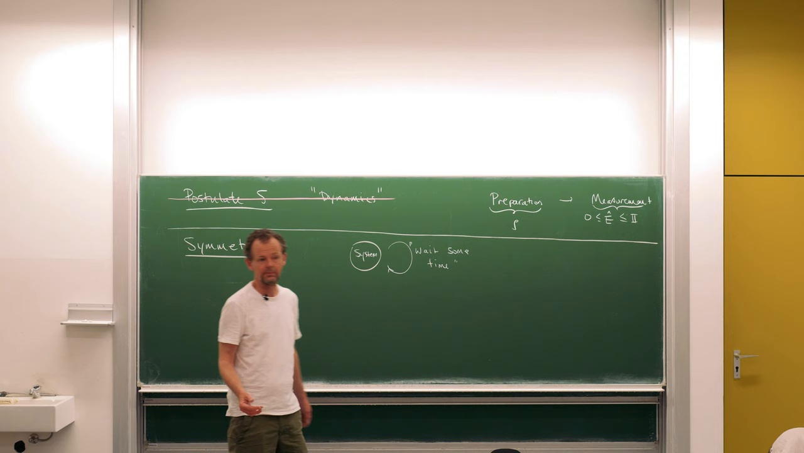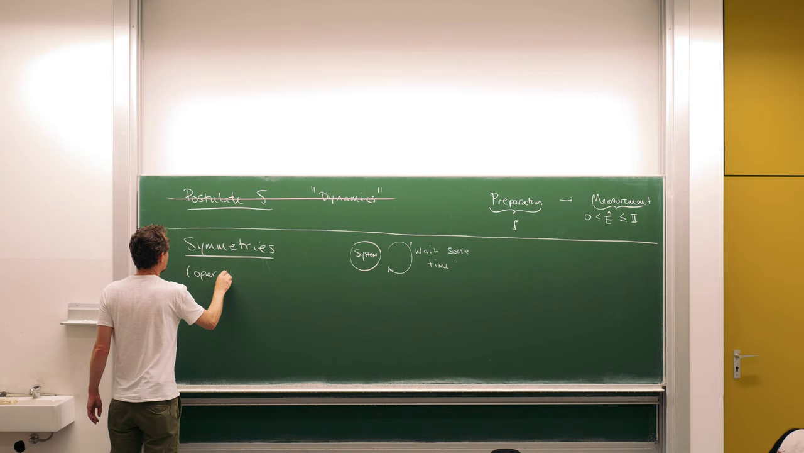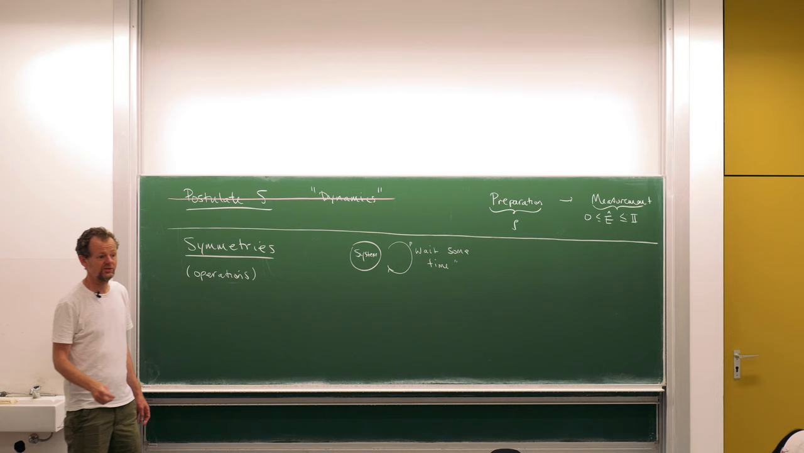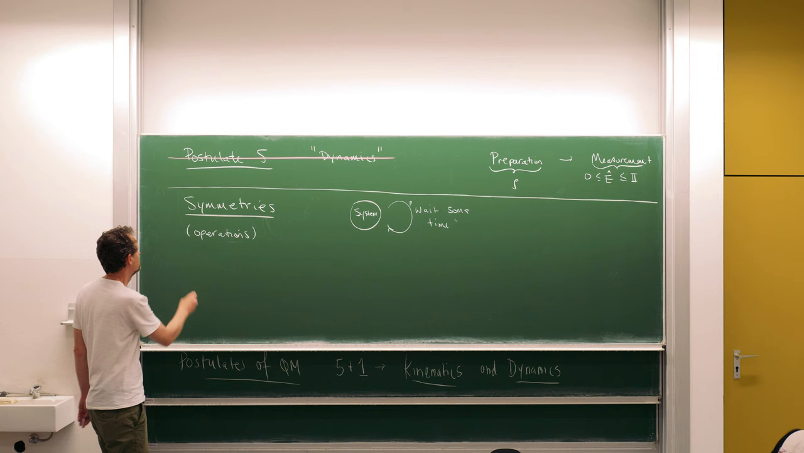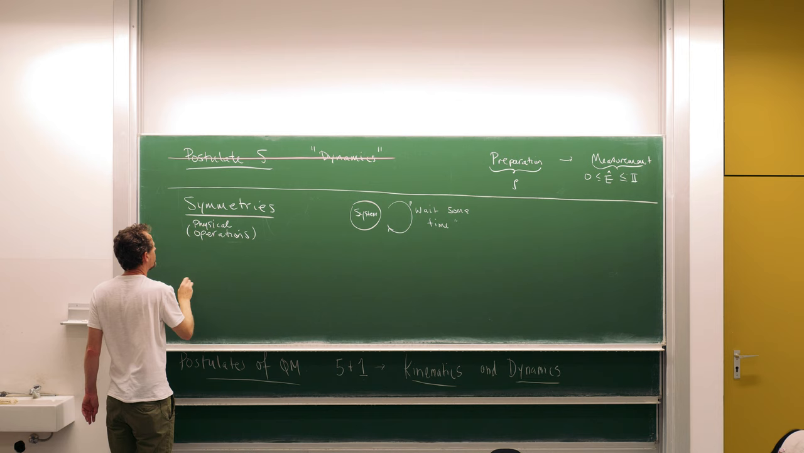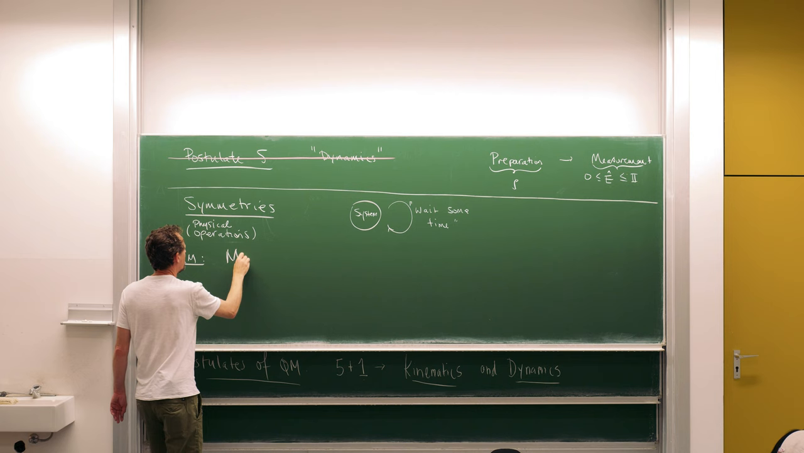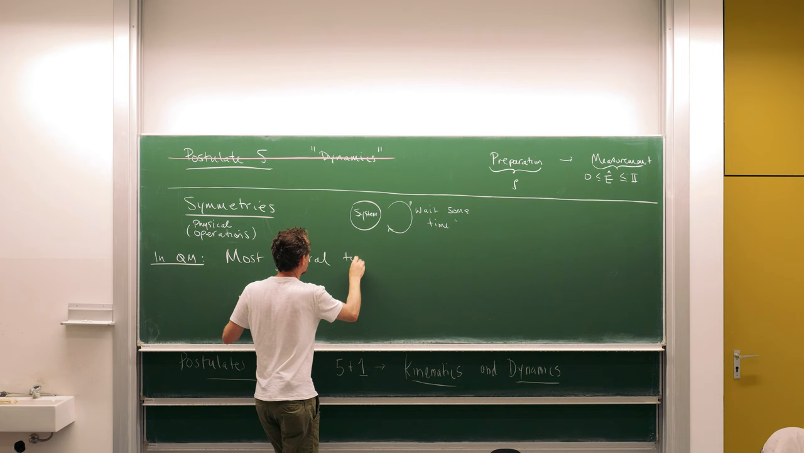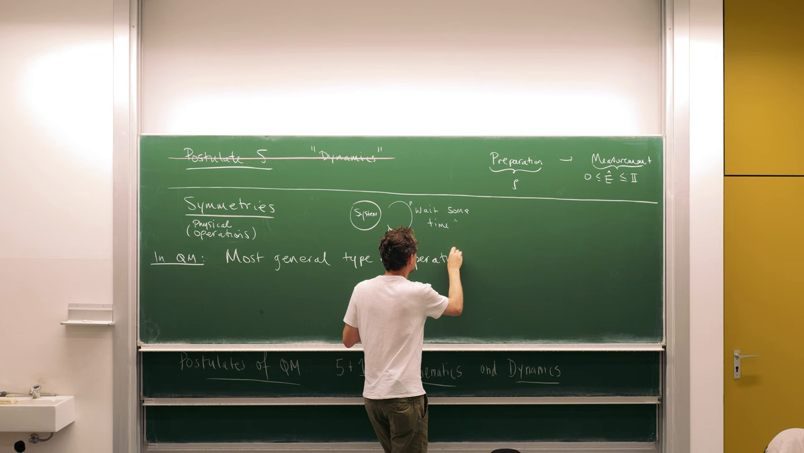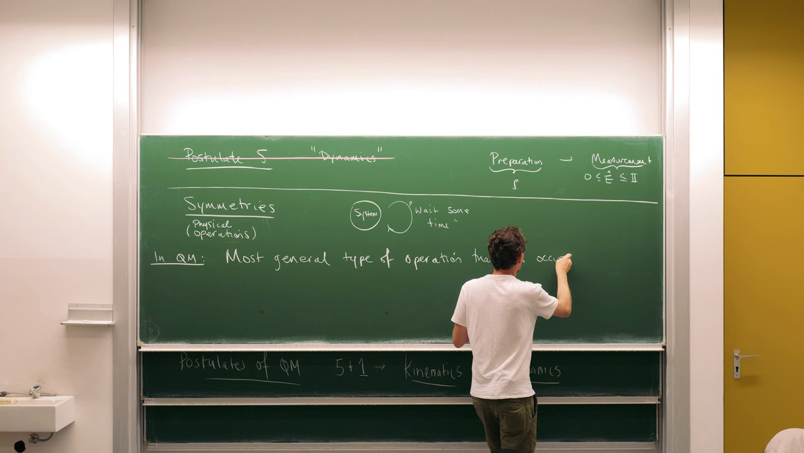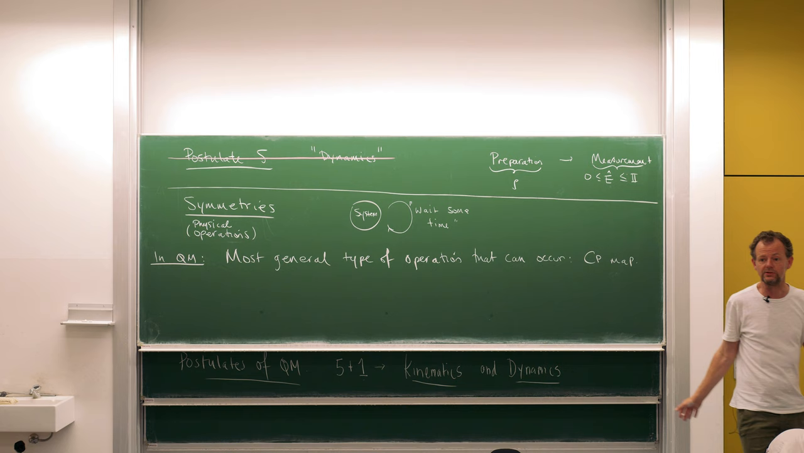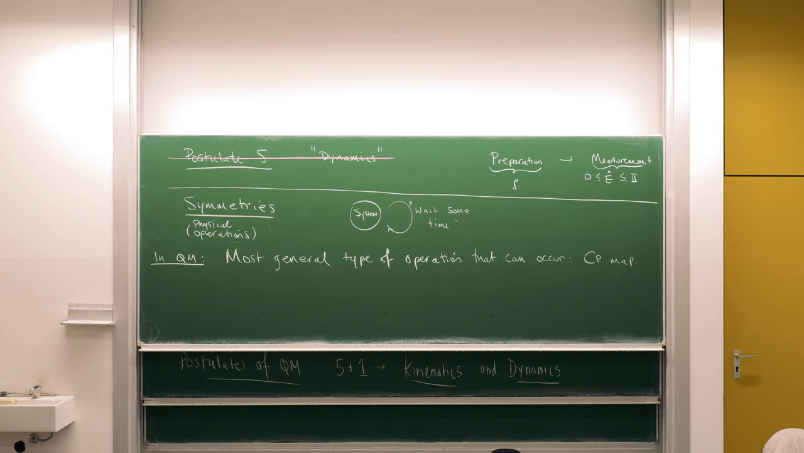And what kind of operations can we allow in quantum mechanics? So we'll talk about symmetries as operations. The most general kind of operation that can occur in quantum mechanics is something called a completely positive map. I'm not even going to define these things in this course. We don't actually need them. You can, however, find a definition of these things in a course I gave on the theory of quantum noise and decoherence, if you wish to follow this up.